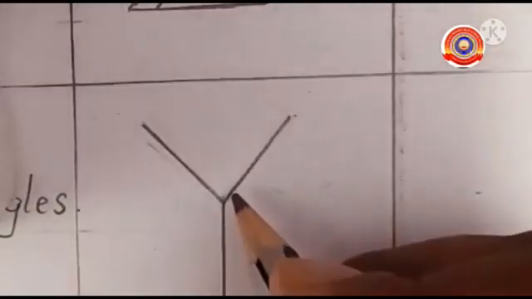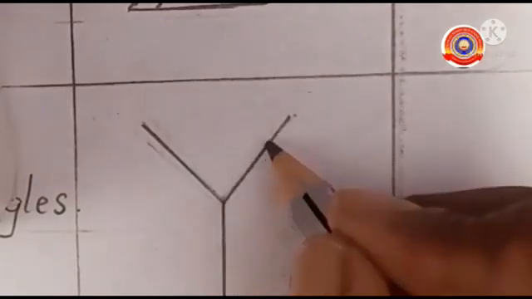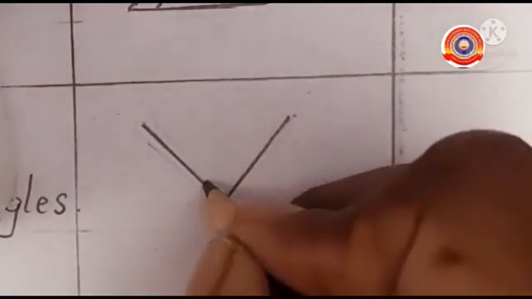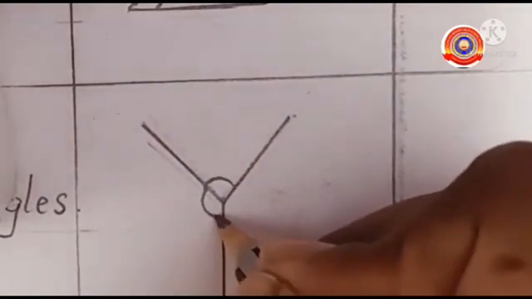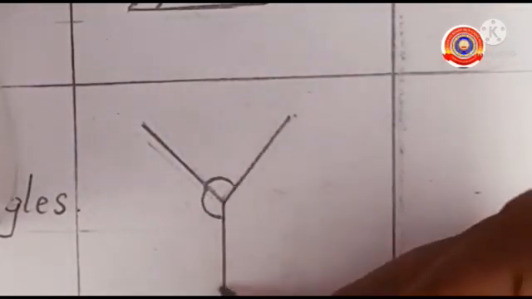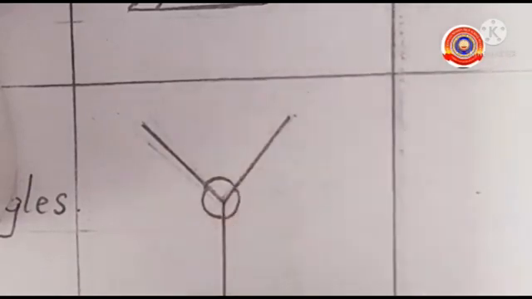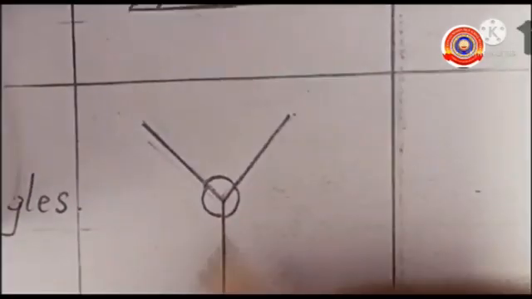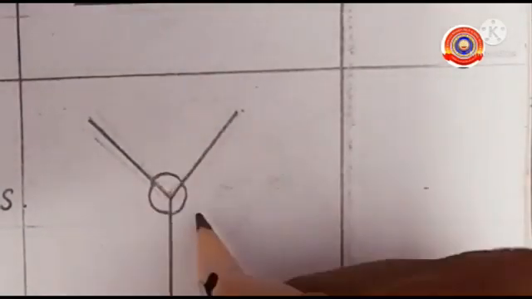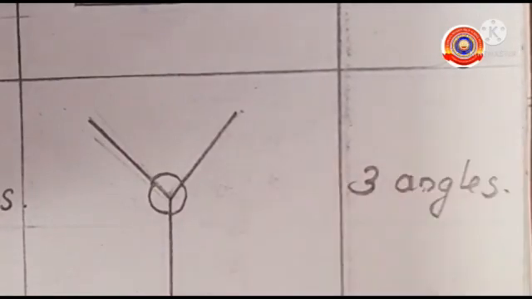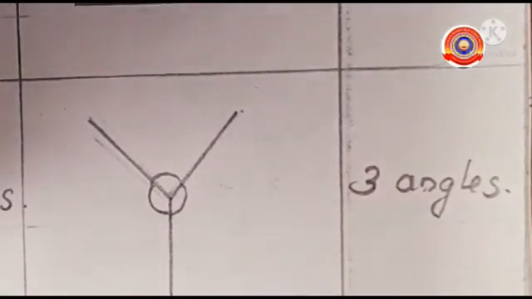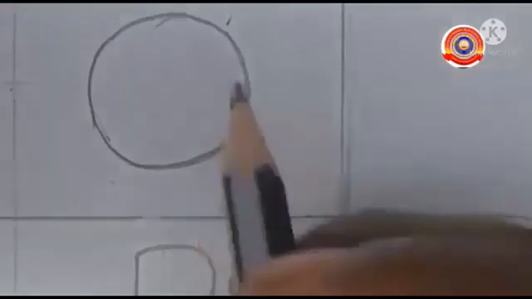In this letter Y, these two lines join together to form an angle. These two lines form an angle and also these two lines form an angle. Let's count its number of angles. 1, 2 and 3. So the letter Y has 3 angles. Children, can you find the angles in other letters like this?